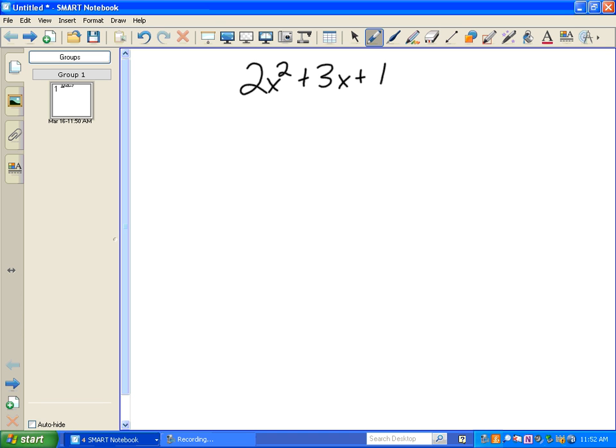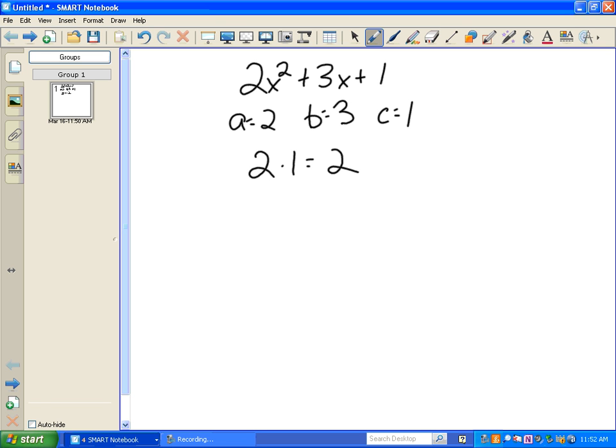Noah? 2. Good. Allie, what is B? 3. And C. What is C here, Jordan? 1. Okay, step 1 tells us to do what? What do we do in step 1? You can still reference the chart if you need to remember the steps right now. Zach. A times C. So that's 2 times 1 in this case. And that is 2.